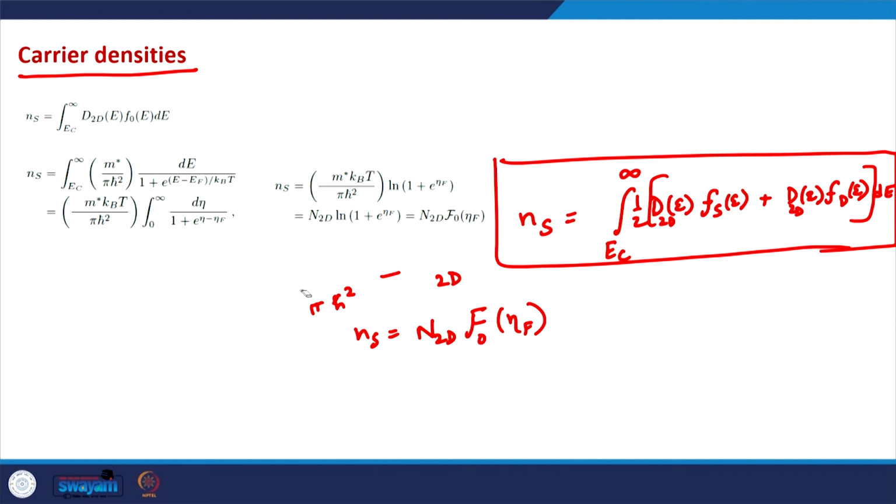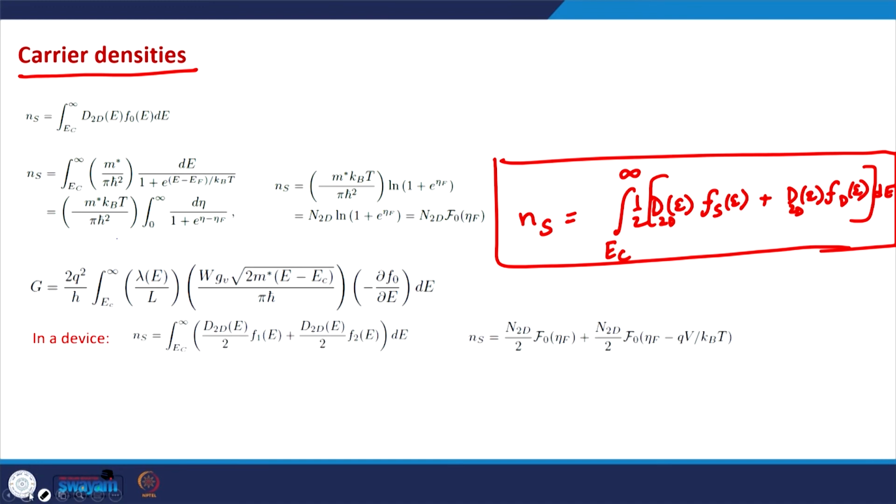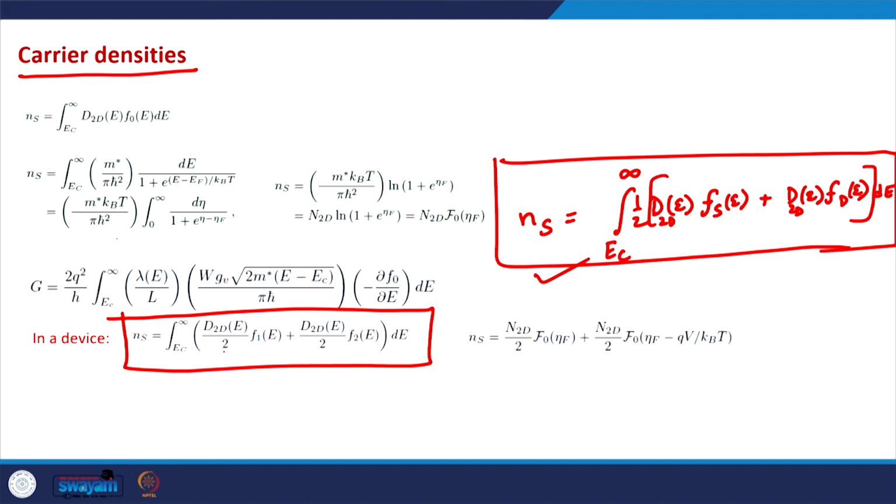Now, it gives us an expression for the conductance as well. So, in a device, the carrier density is defined as this, which is essentially this. Just to quickly review what it means, this means that the source contact, the left hand side contact, is trying to fill the channel up to the source Fermi level, and the drain contact is trying to fill the channel up to the drain Fermi level.